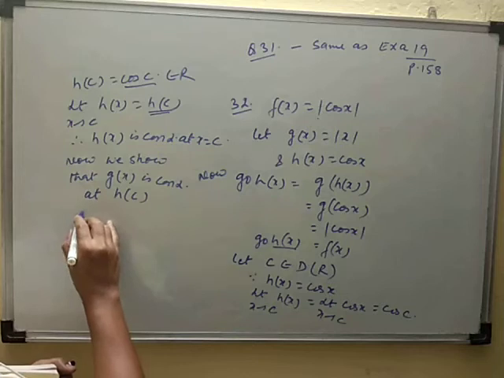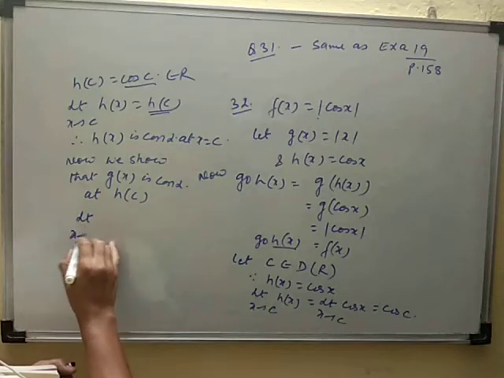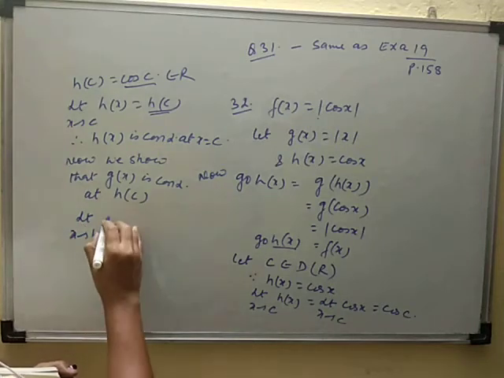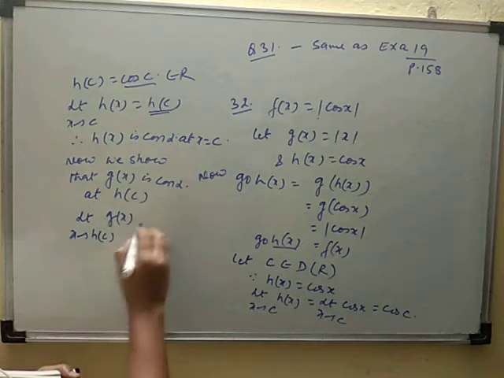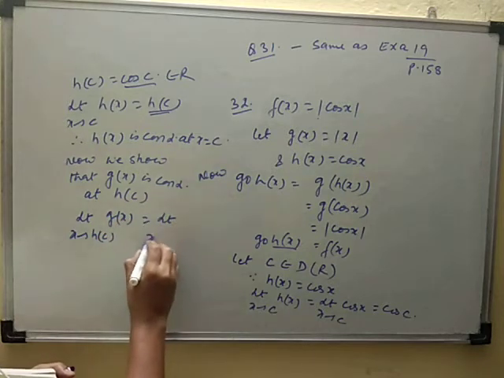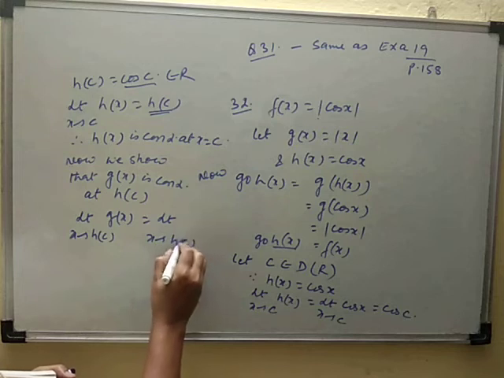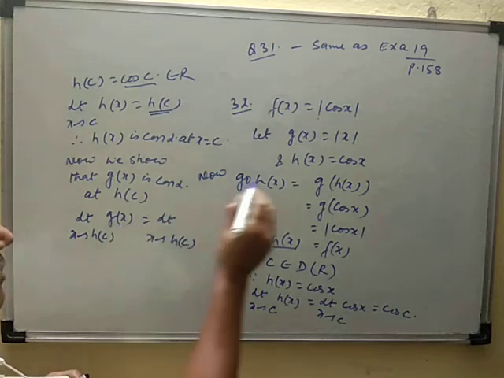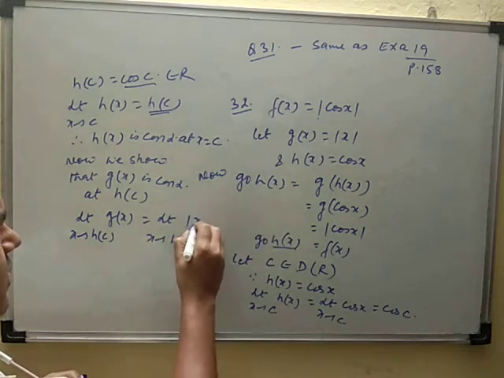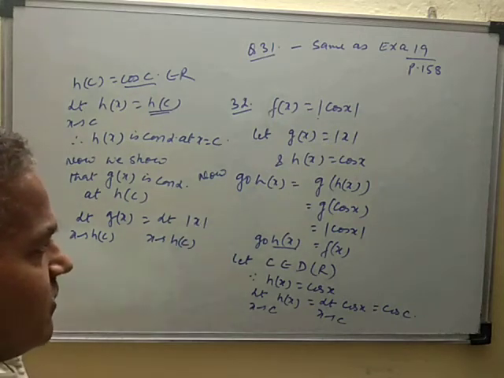So find the limit. The limit as x tends to h of c of g of x is equal to the limit as x tends to h of c. What is the value of g of x? g of x is mod of x.